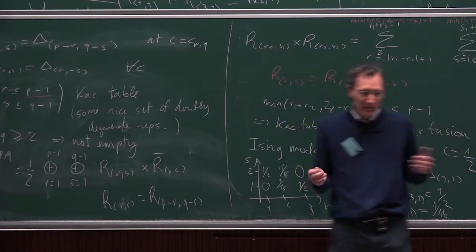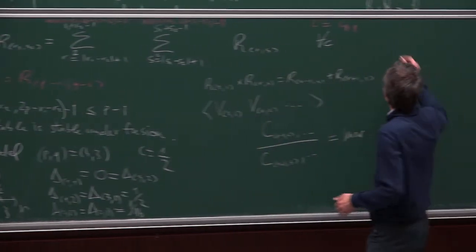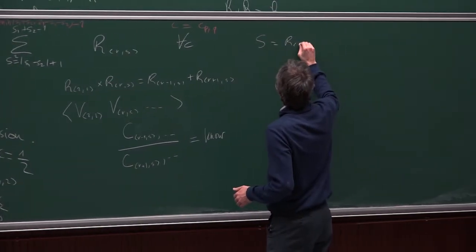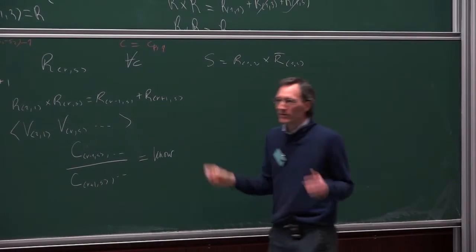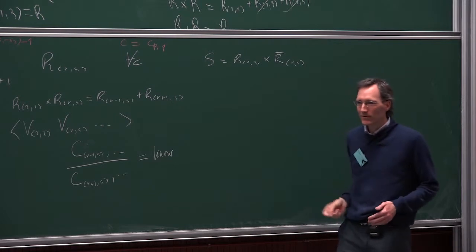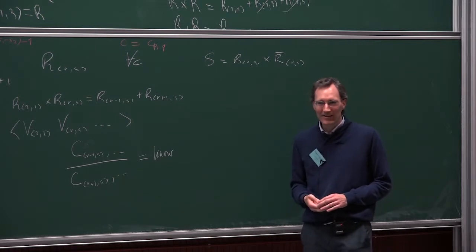Well, the simplest submodel you could take is the model with just the identity. So you could take as a spectrum R11 times R bar 11. So all correlation functions are 1, and there you have your trivial model. But okay, it's not interesting.